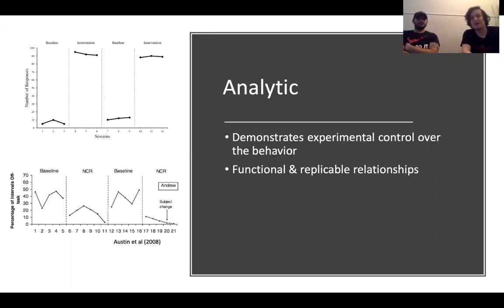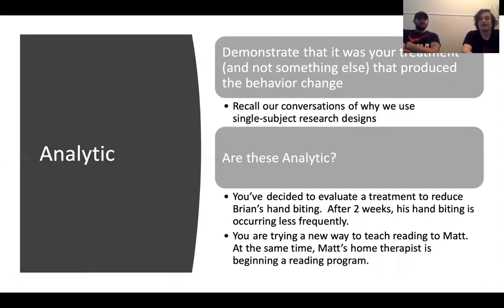So here we have on the top graph, baseline, right? We see that behavior is low, we implement an intervention, it goes up, right? But just that comparison isn't enough to say, okay, I have produced that change. So we do a reversal and we see the same effect. Then we show that we have experimental control. And this is exactly what we mean by analytic, right? Are we sure that the results are produced by what we say they're being produced by? So do you see those functional relationships? Are they replicable, right? So basically you want to demonstrate that your treatment and not something else is producing the behavior change.